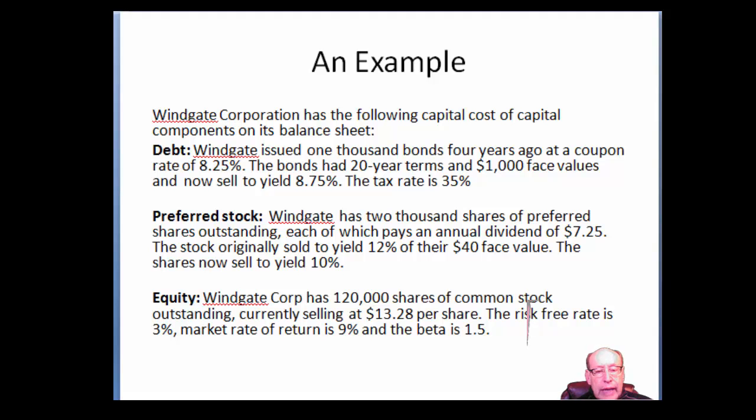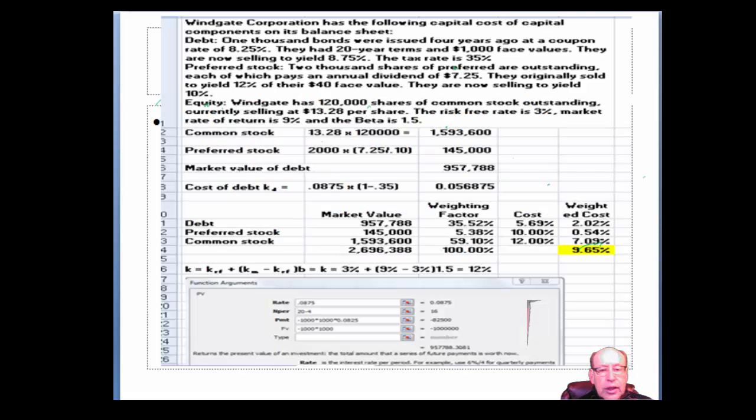Then we have our equity. Wingate Corp has 120,000 shares of common stock outstanding, currently selling at $13.28 per share. The risk-free rate is 3%. We've got a market rate of 9% and a beta of 1.5. So let's look at a spreadsheet of this, and I'm not going to reread the information at the top because I just read it, but let's look at what's in the cells.